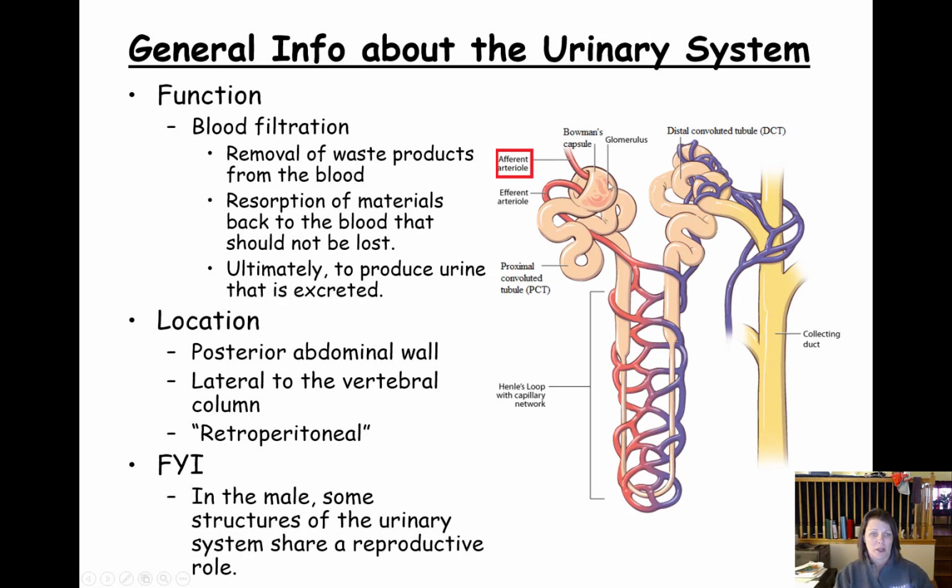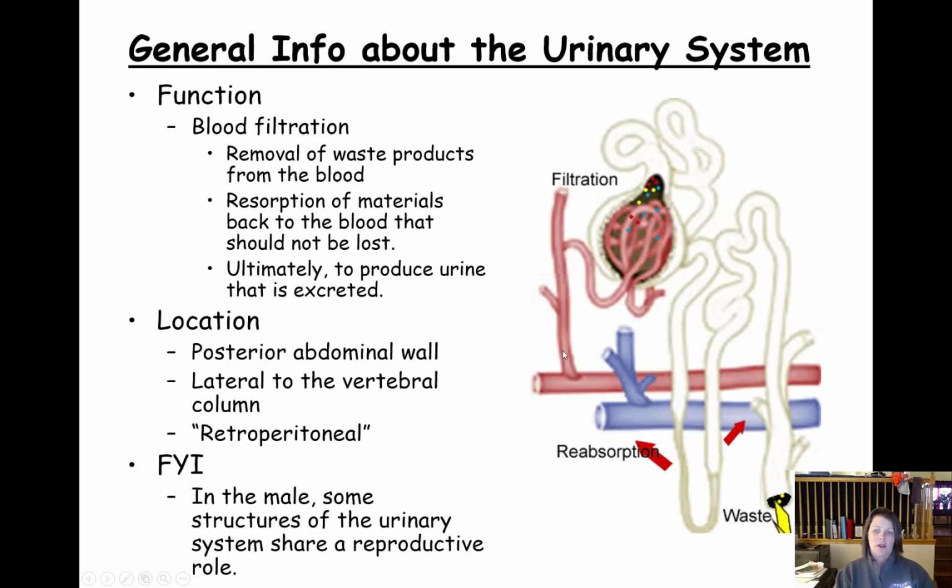When we filter that blood, the kidney actually gets a little carried away and takes more out of the blood than it's supposed to, so that we end up taking materials back into the blood, and then ultimately we're producing urine that is going to be removed from the body. Here's a GIF file that is showing you how the filtration is being done here, and then things are being resorbed back, and then our waste is coming out of the bottom here.